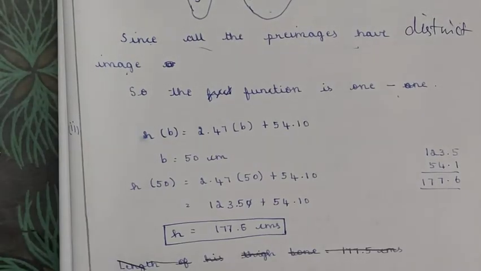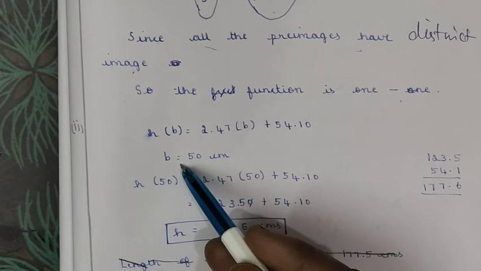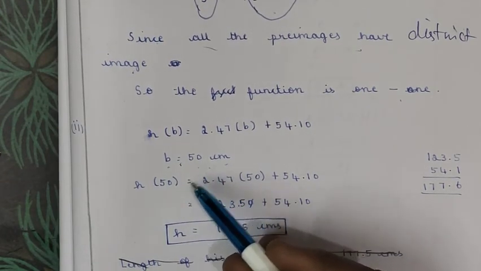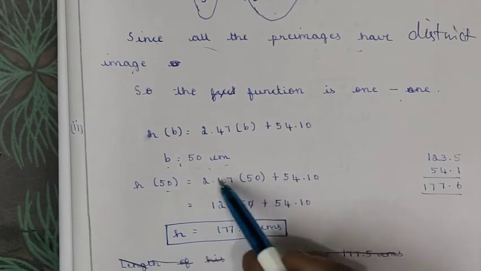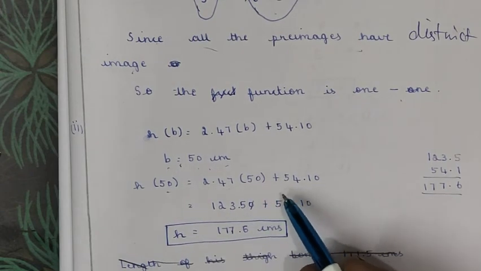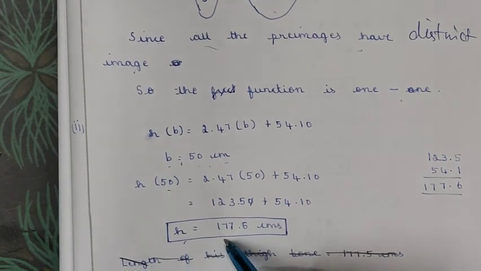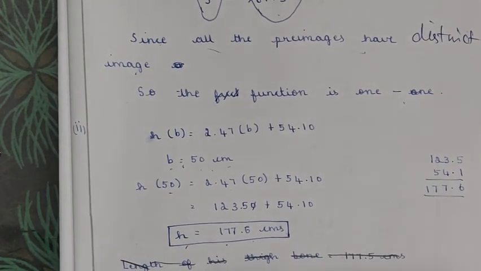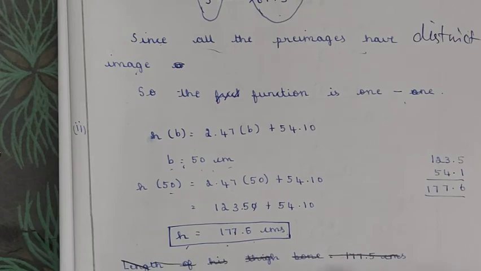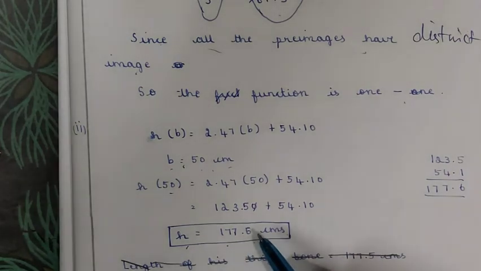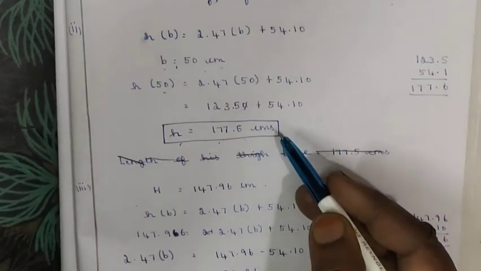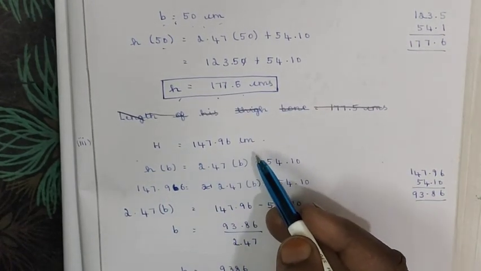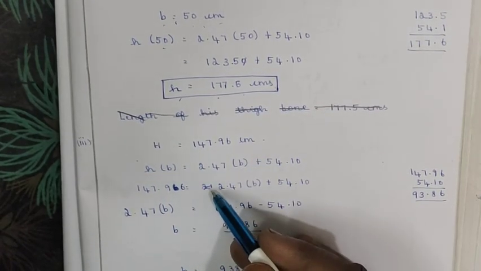Okay. Second sum: the length of the thigh bone is given as 50 centimeter. So b value is 50. So h of 50 equal to, when you substitute all the values and simplify, you get 177.5 centimeters. So what is asked? Height of the person is 177.5 centimeter. Next one, they have given the height as 147.96 centimeter. You have to find the length of the bone.